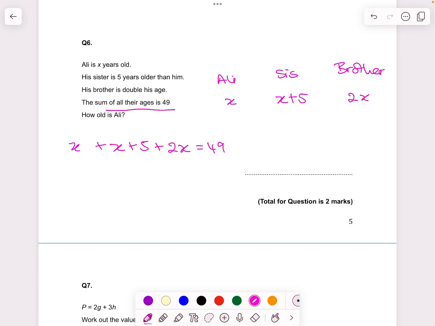So then let's tidy up. What's x plus 2x? It's 4x. And you've got the plus 5 equals 49. And then remember how I taught you to solve an equation? We take away 5 from both sides, and we get 4x equals 44. And then divide both sides by 4 to give you x equals 11. So Ali must be 11 years old.